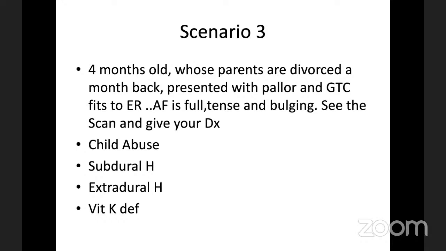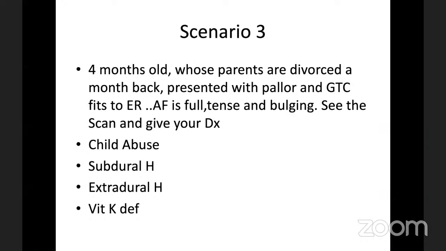So what the Royal College, they have their own key. They might consider all the three answers correct, but let's suppose each scenario has five or six marks. So they might give subdural 6 marks, they might give the child abuse 4 marks, and they might give the vitamin K 2 marks. So all are correct, but they can give as they like. Or it can be the other way around.